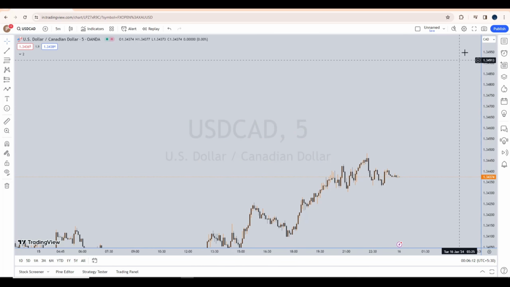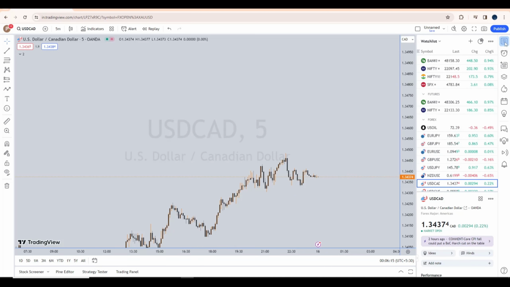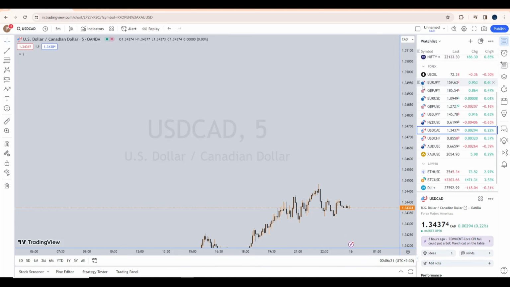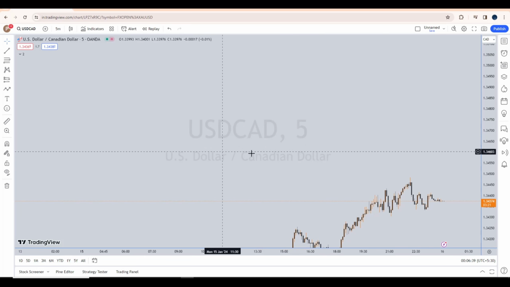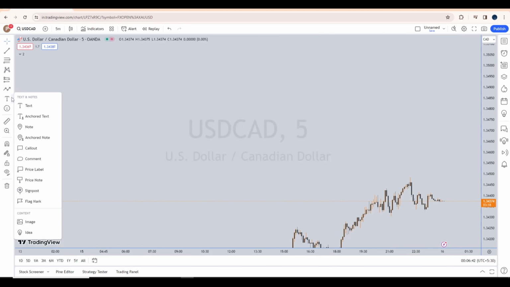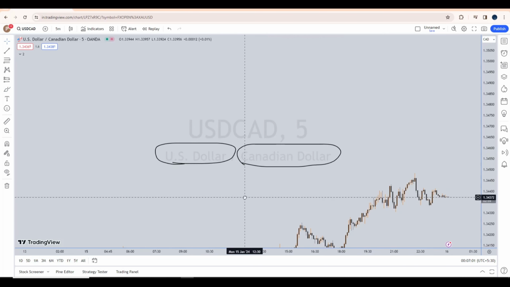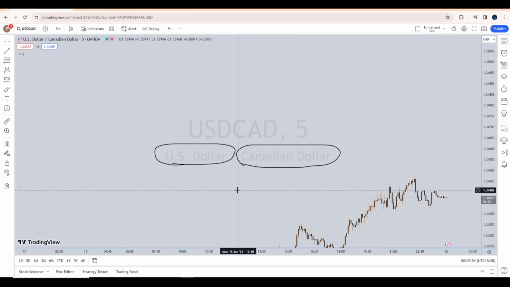And I've told you about forex trading, so let's first understand what forex trading is. In forex trading, as you can see in my watch list, here you can see Euro JPY, GBP JPY, Euro USD. Let's take the example of USD CAD, as you can see on the chart. Let me mark it. In any currency pair, you can see there are two currencies, a first half and a second half. In this case, you have the US dollar and the Canadian dollar.